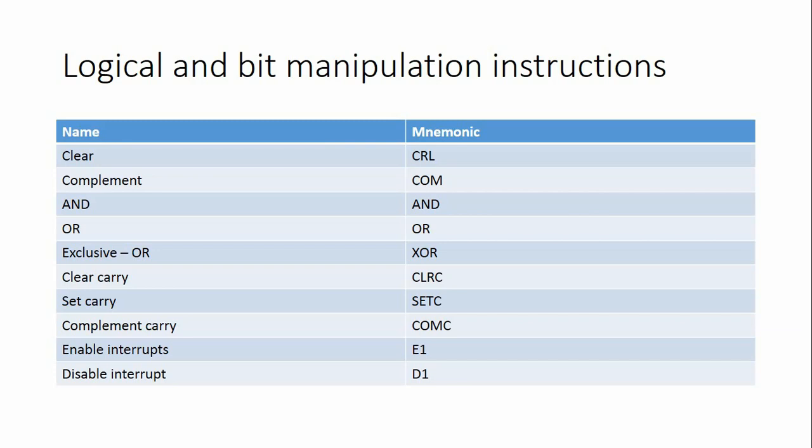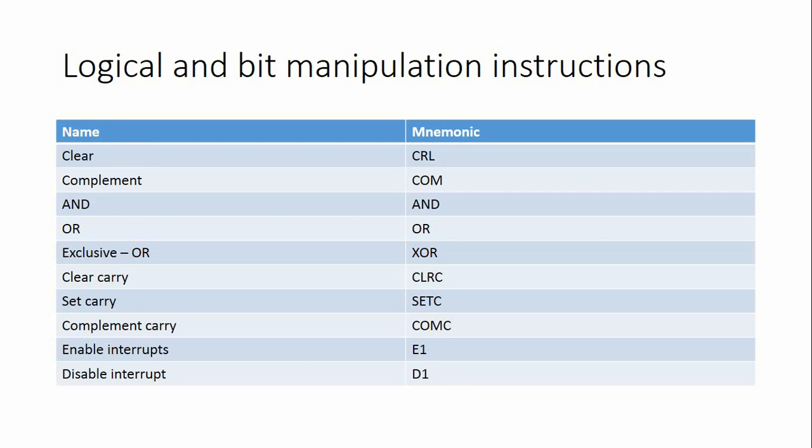In short, the complement instruction produces the ones complement of the operand. Likewise, the AND instruction. This instruction carries out the logical AND operation on individual bits of the two operands. That is, if one of the two corresponding bits of the operand is 0, the corresponding bit in the result is also 0, like in our AND operation.